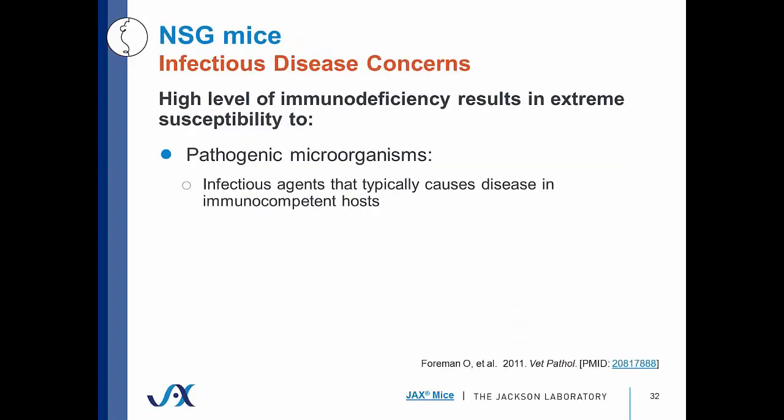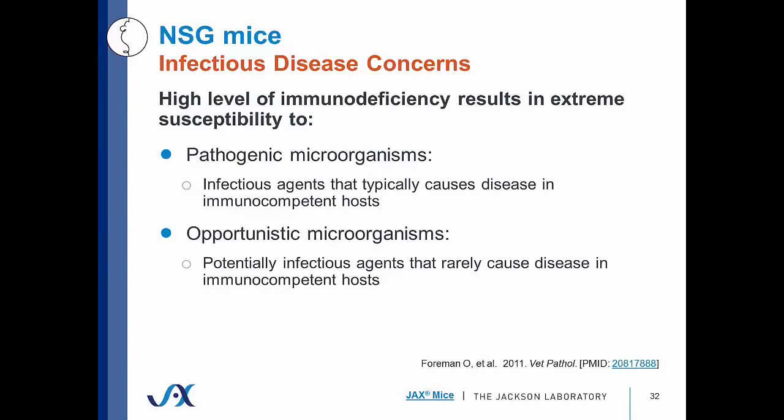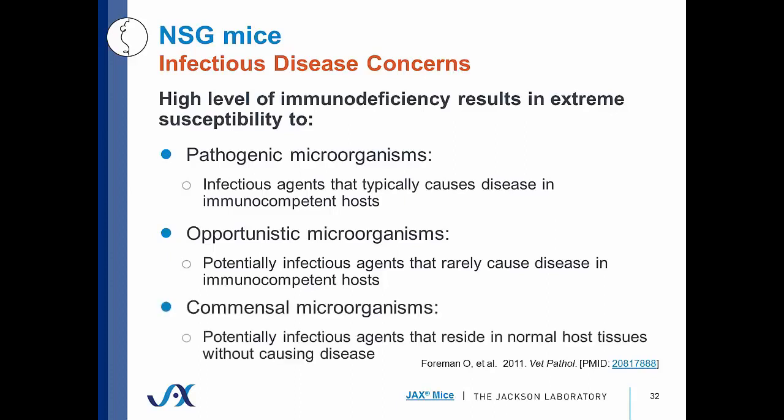Now that we all can really appreciate how highly immunodeficient these mouse models are, you can see that NSG mice are extremely susceptible to a number of microbial pathogens, including pathogenic microbes, which are infectious agents that typically cause disease in immunocompetent hosts, opportunistic microorganisms, potentially infectious agents that rarely cause disease in immunocompetent hosts, and finally commensal microorganisms, which are potentially infectious agents that reside in normal host tissues without causing disease.